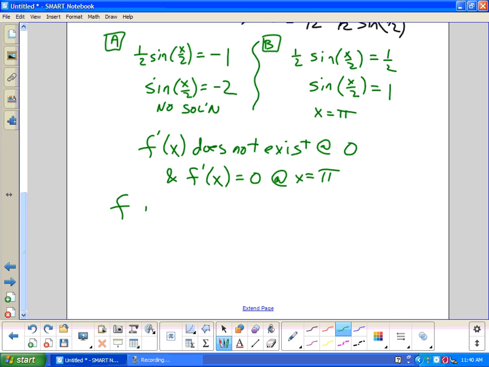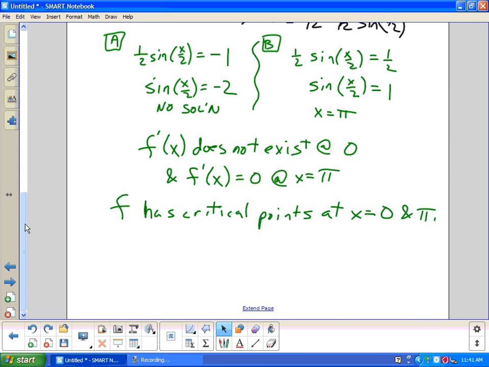So f has critical points at x equals 0 and pi. Remember, critical points are not only when the derivative is 0, it's also when it's undefined. If we were doing points, x equals 0 is a point, x equals pi is a point, that you got the derivative for g prime, that 1 and negative half is a point, and that you took the derivative of cosine x over 2 and got 1/2 sine x over 2.